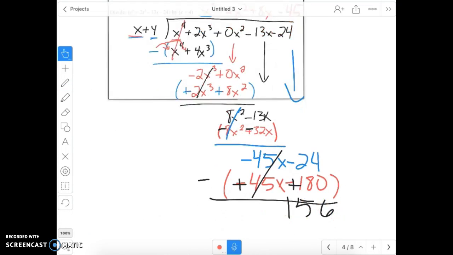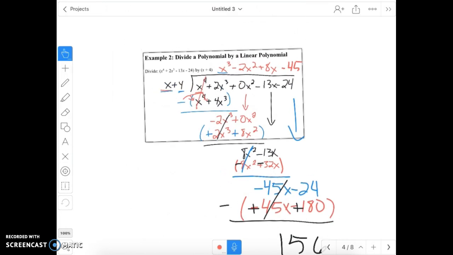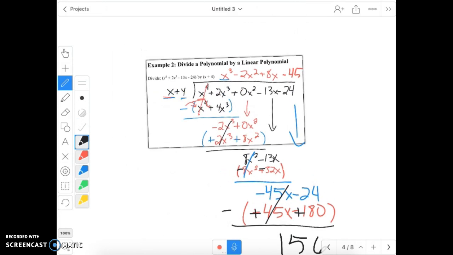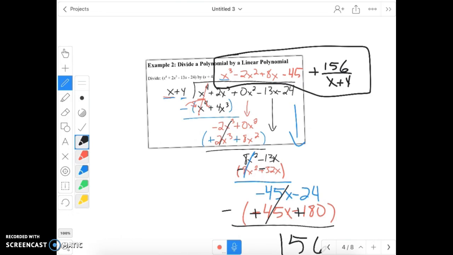Remember, we write our remainder as a plus 156 out of x plus 4. So that's what your answer would look like on this one. So it's just a very methodical, step-by-step kind of process. Make sure you pay close attention to detail and make sure that you have all of the terms in your polynomial going from largest power to least.